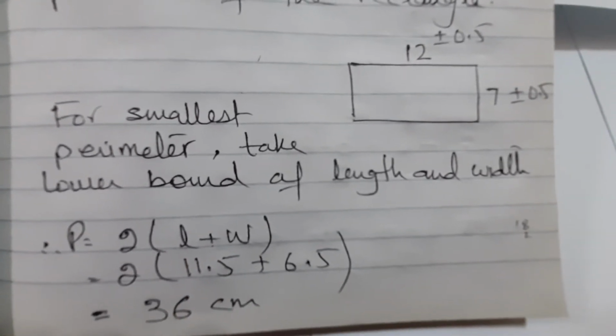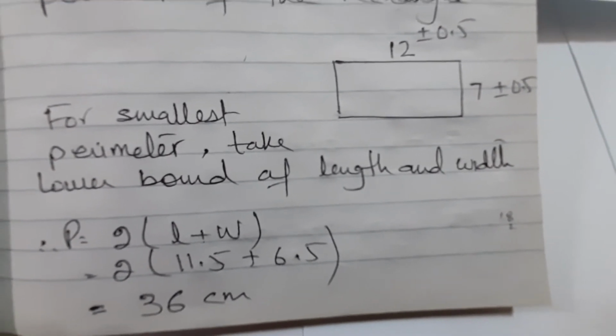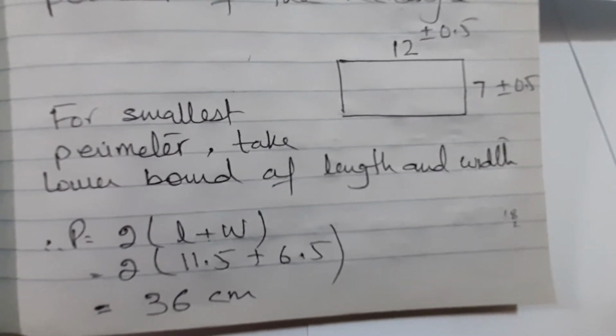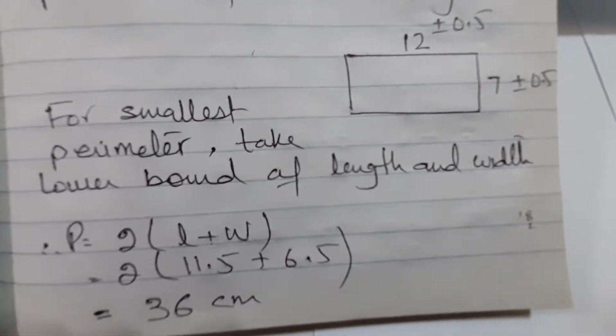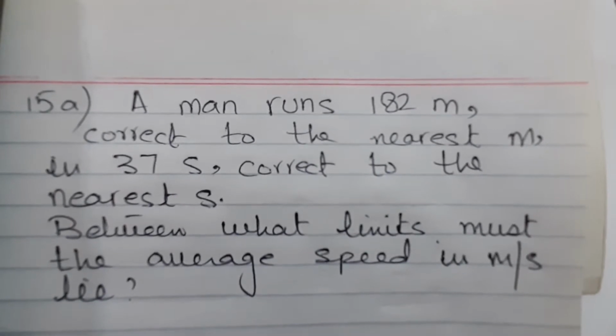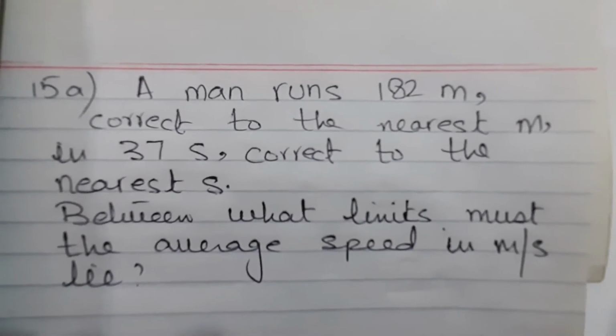And then multiply by 2. So my perimeter is 36 centimeter. Now for the same concept, I will take a tricky question where students usually get confused. Okay, let's see this question. It is exactly the same concept.